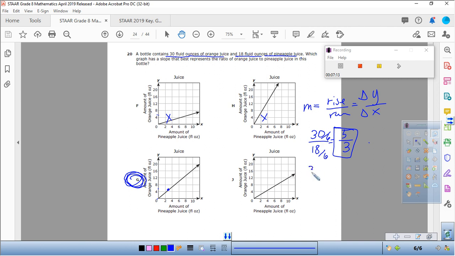Put it in the calculator. If you put in 30 over 18, when you simplify it, it's going to be 5 over 3. Back in the day, simplifying fractions, I looked at this and they're both divisible by 6. But if you put it in the calculator, it'll just give you that right away.